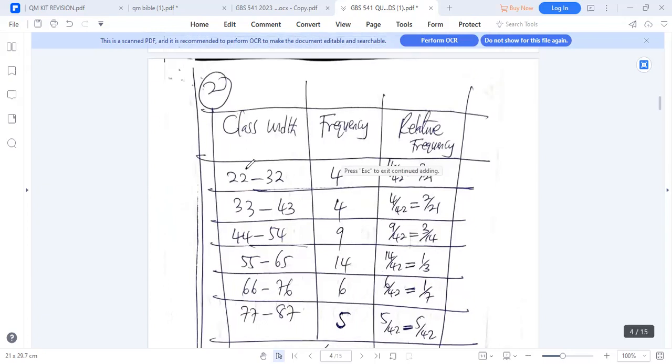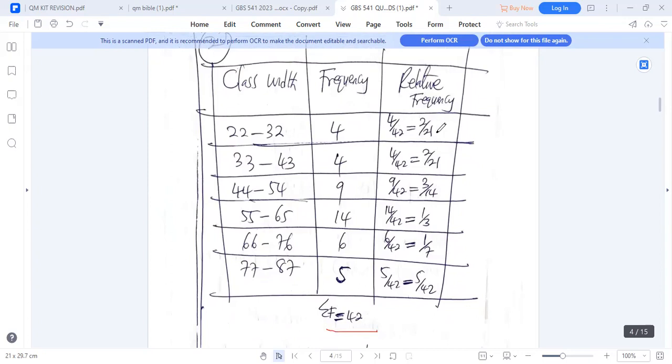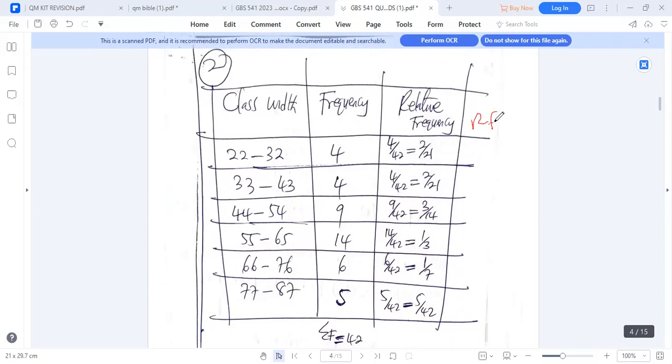How many are between 22 and 32? There are 4. Then 4, 9, 14, 6, and 5. Then the relative frequency, 4 out of the total, which is 42, is 2 over 21. You can leave it in decimal if you want the relative frequency. All right. So this is just adding from what I was just teaching, so that you understand it fully. Interesting, isn't it? So this is what was supposed to be done and looked at.